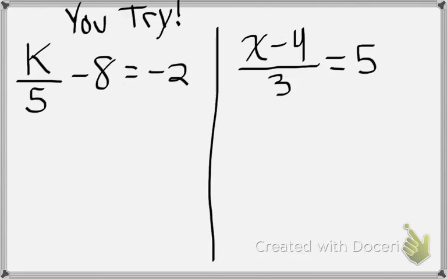Alright, so I've now got two examples for you to try. I want you to work on solving both of these using the order of operations in reverse. And essentially just remember to start with what's furthest away from your variable and move that first. Alright, hit pause and try these.